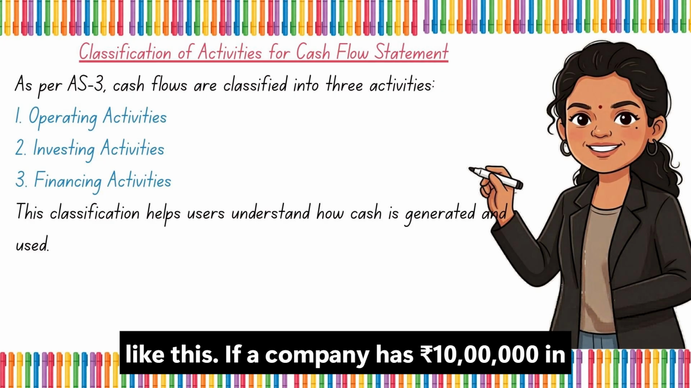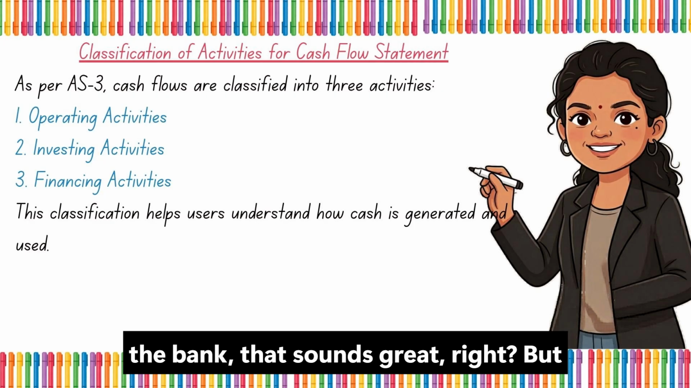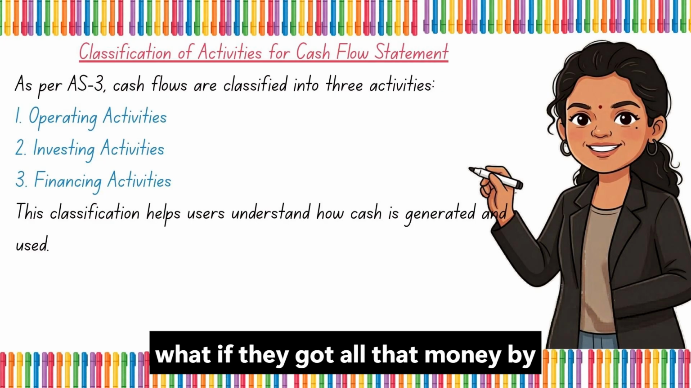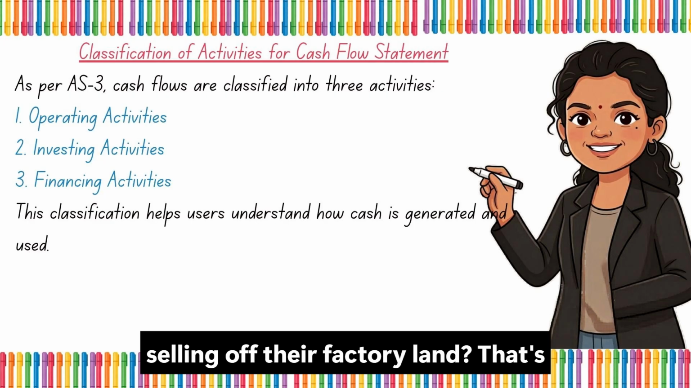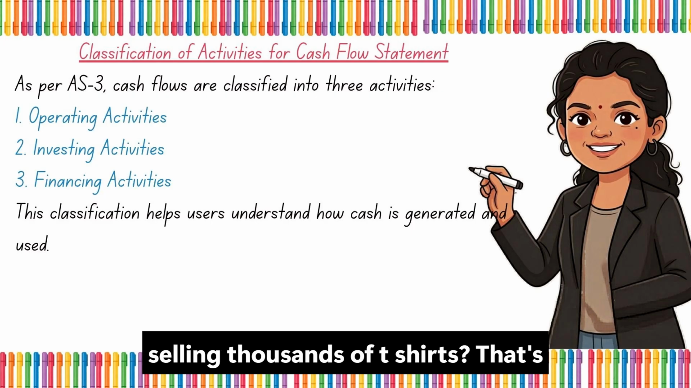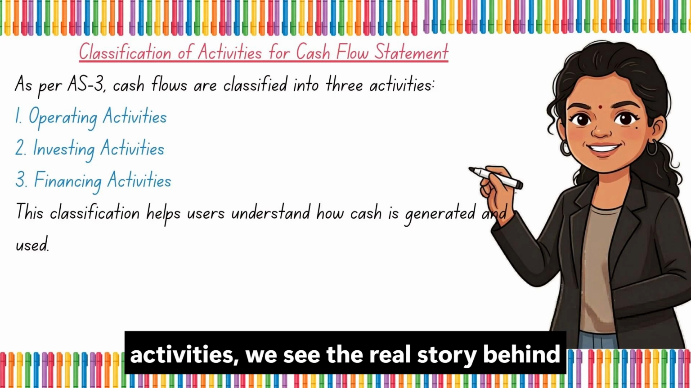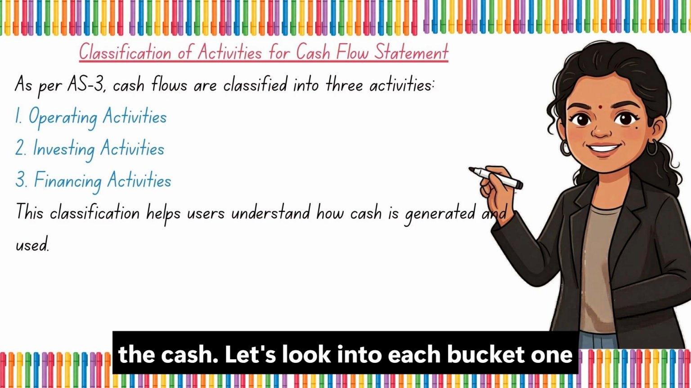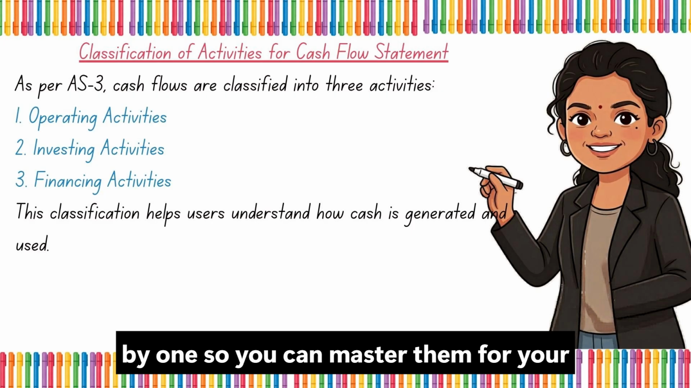Think about it like this. If a company has 10 lakhs rupees in the bank, that sounds great, right? But what if they got all that money by selling off their factory land? That's bad news. What if they got it by selling thousands of t-shirts? That's amazing news. By separating these activities, we see the real story behind the cash. Let's look into each bucket one by one so you can master them for your exam.